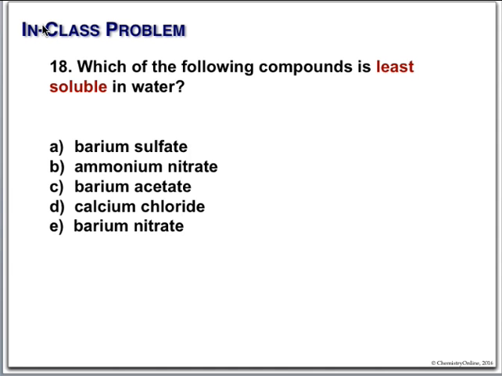Barium acetate. Well, we don't know much about barium, but anytime you have an acetate salt, it's soluble. Acetate and nitrate are always soluble. Calcium chloride. We know that some chlorides can be insoluble, right? But they're limited to silver, lead, mercury, and copper 1. So this one's soluble. Barium nitrate, once again, if it's a nitrate, it is soluble.